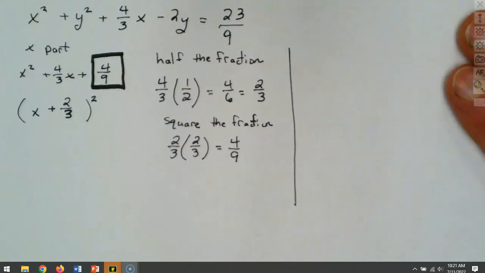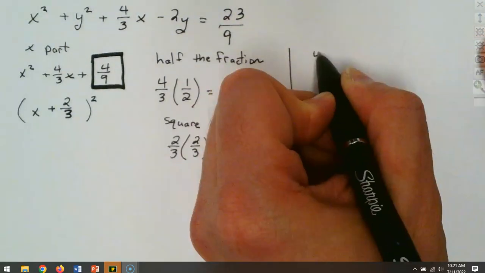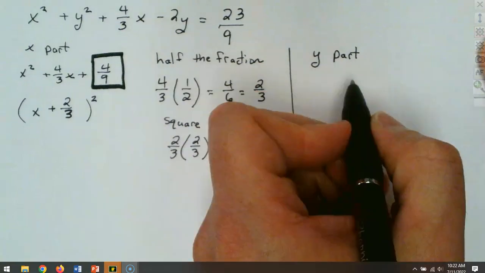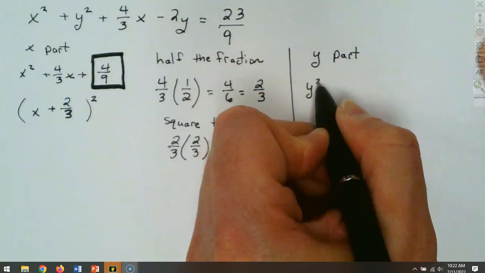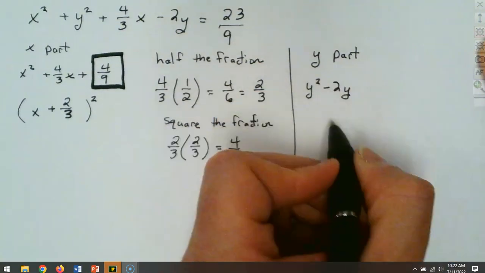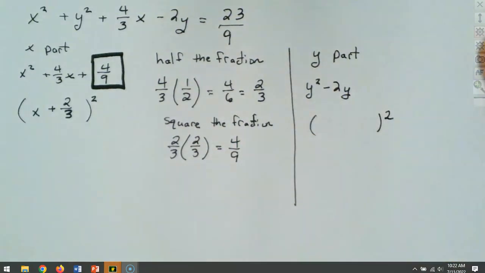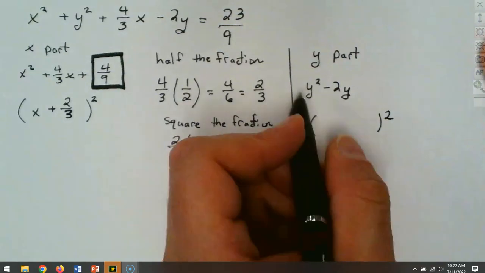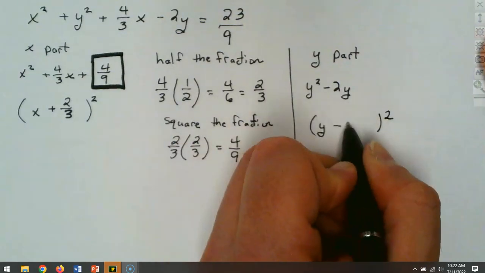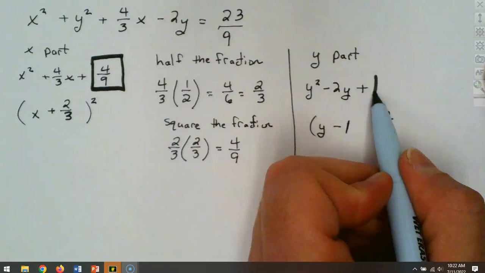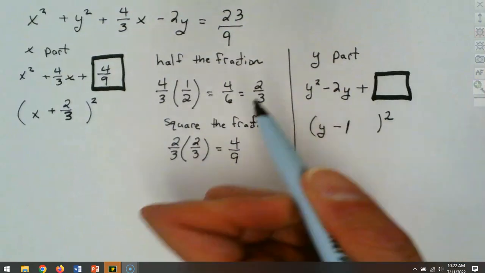What about the y part now? The y part is quite a bit easier. For the y part, we have y squared minus 2y. So that minus 2, we half it. What's half of minus 2? Minus 1. Okay. And then minus 1, when we square it, becomes a positive 1. So we're going to have to add in a 1.